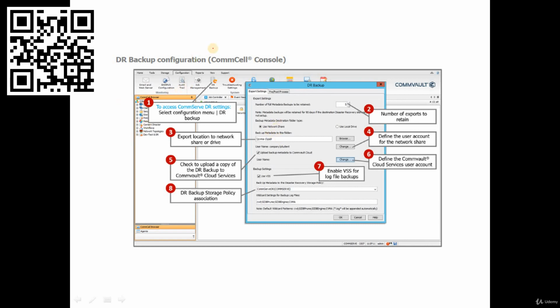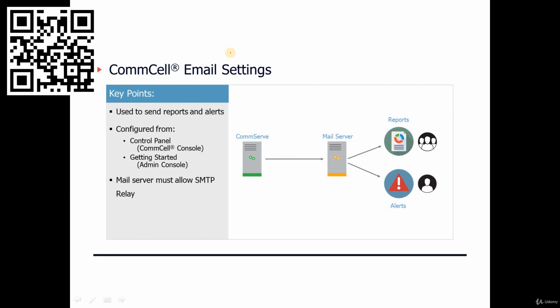Here you can do a lot of configurations. There is a utility called DR backup. If you go to this utility, you can configure a lot of options, such as how many exports to retain, the user account that you want to use, or you can enable VSS because it's a Windows server. You can export it to a network share, or upload it to a cloud if you want. You can do all these configurations from the DR backup option that is available in the control panel.